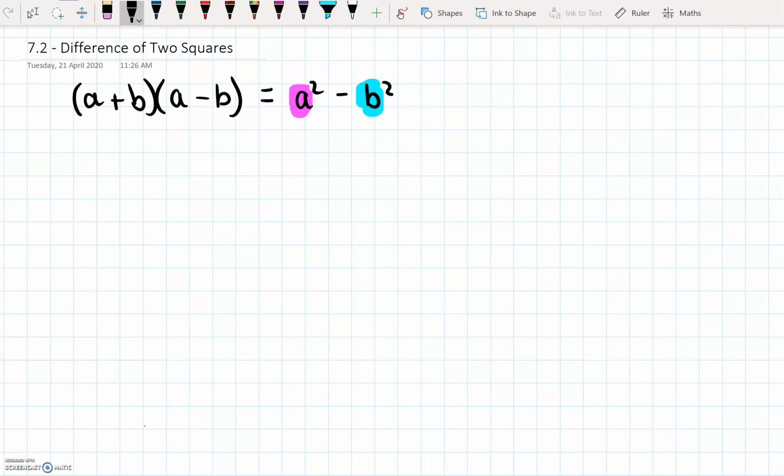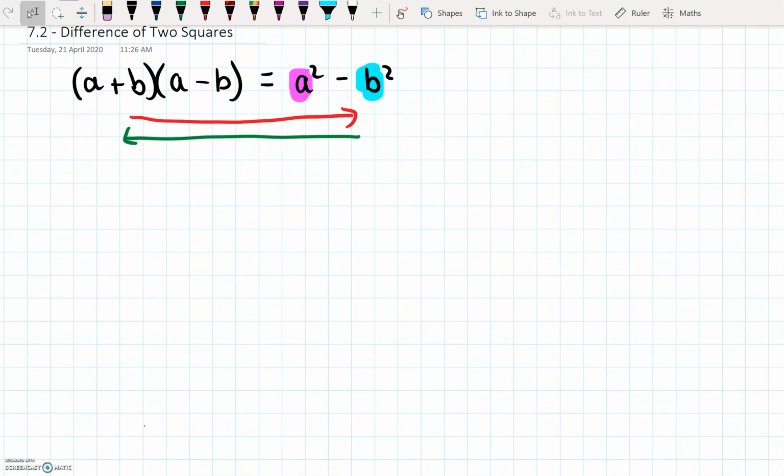Now, what we're looking at now is still factorizing. This is what we did earlier in the year: we went from the left over to the right. What we're going to do now is go back the other way. I'm going to give you a difference of two squares and you need to put it into brackets. As an example, these are pretty easy, to be honest, guys.